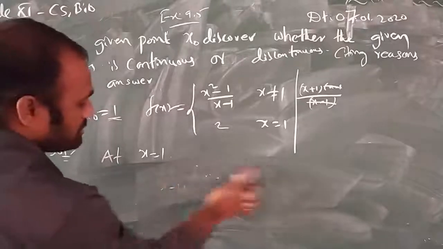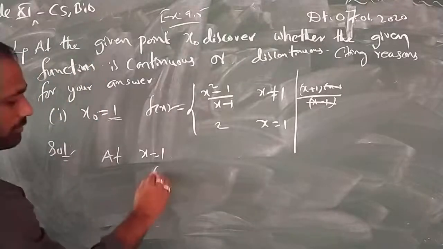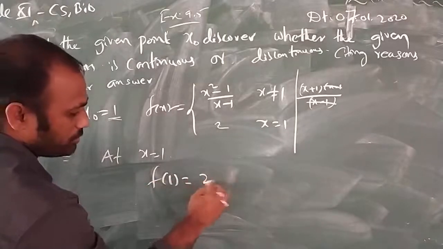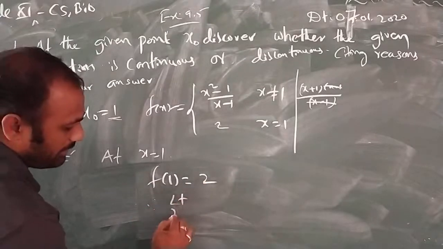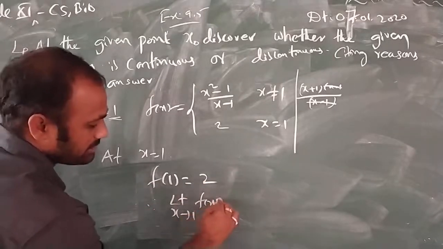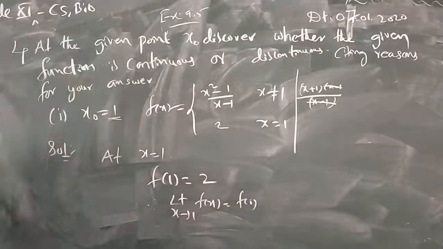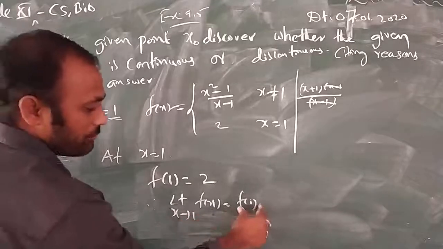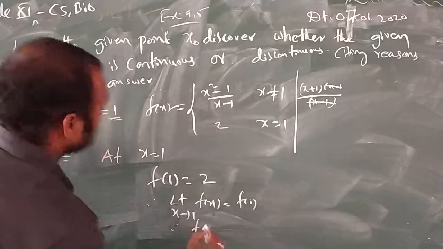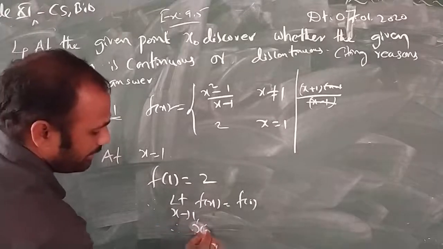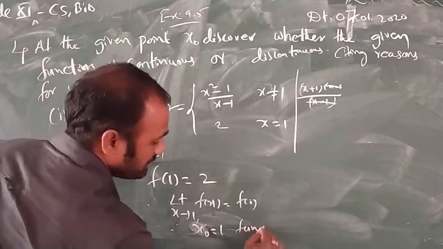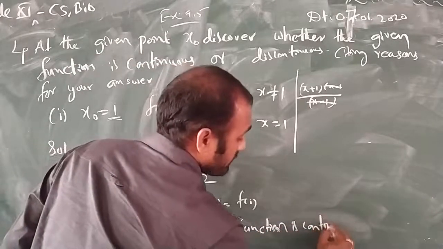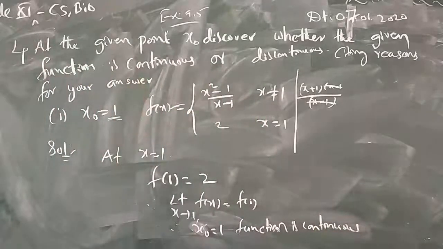Now let us check the functional value at f of 1. So if I substitute at f of 1, the function at one value is 2. Therefore, we got limit x tends to 1, f of x is equal to f of 1. It means that this value is also 2, this value is also 2. So limit value is equal to the functional value, then we can say that therefore as x0 is equal to 1, the function is continuous.